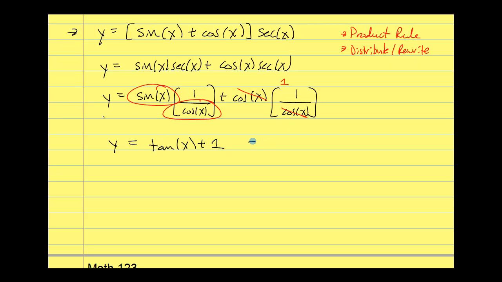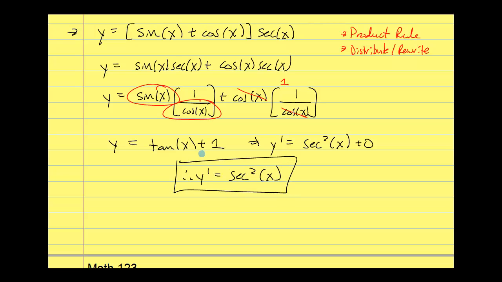So if I want to find y prime, the derivative of tangent is secant squared and the derivative of 1 is 0. Just to write it in so we can see that. So therefore y prime is equal to secant squared of x. That's my derivative. Now I could have gone through and said the first times the derivative of the second plus the second times the derivative of the first and then simplified the heck out of that thing, but I still would have ended up with secant squared.